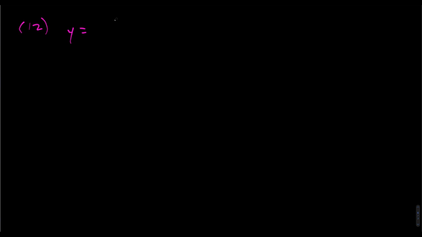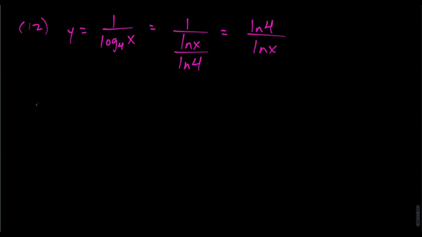So for question 12, we'll take a look at this function. We have y equals 1 over log base 4 of x. So for something like this, we'll do change of base, and we'll write the denominator as ln x over ln 4. So we're doing natural log of the inside over natural log of the base. And then this flips to ln 4 over ln x. I could do quotient rule here, but if I could avoid quotient rule, that usually makes life easier. So I'm going to send ln x in the denominator up as ln x to the negative 1.